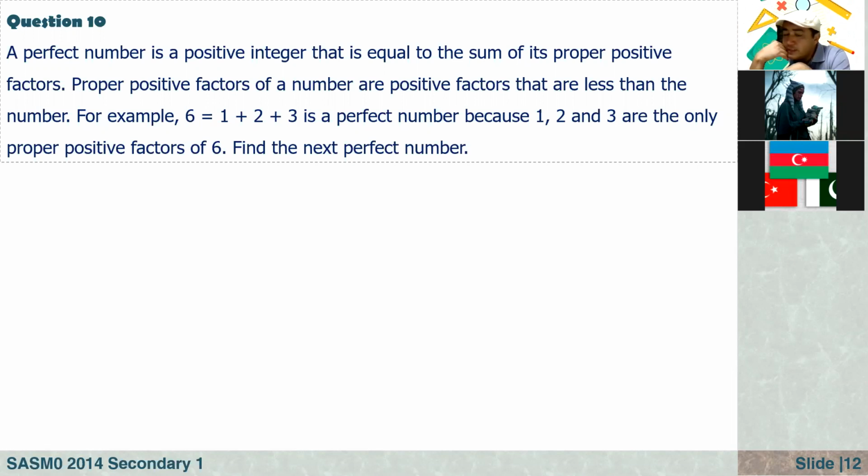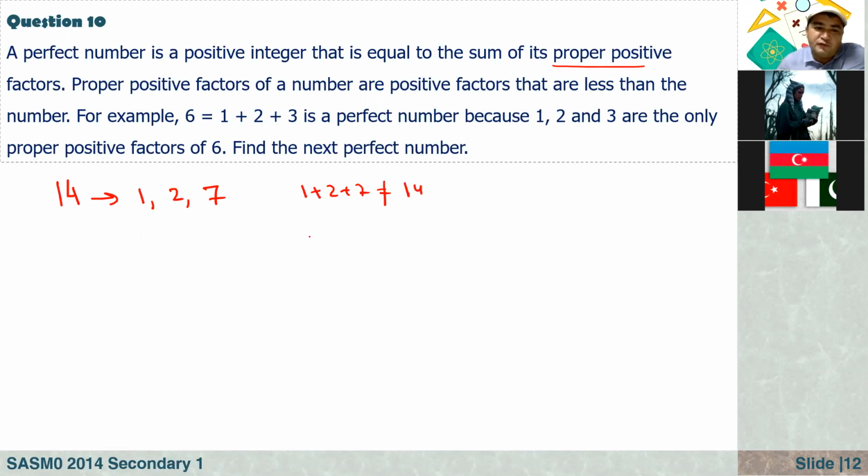Is the answer 14? Yes, 14. You mean this number, 14? But it says a perfect number is a positive integer that is equal to the sum of its proper positive factors. What are the proper positive factors of 14? That is 1, 2, and 7, right? So 1 plus 2 plus 7, is it equal to 14? No, it's not. So it is not a perfect number.